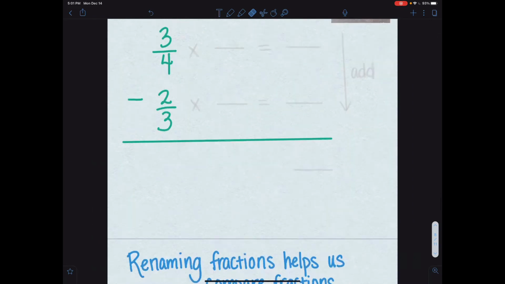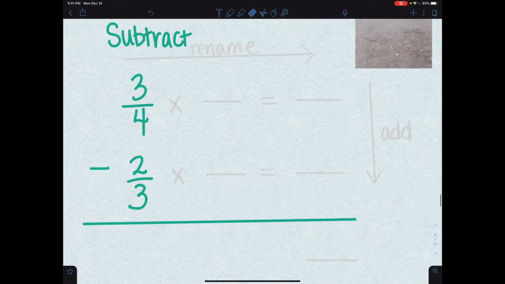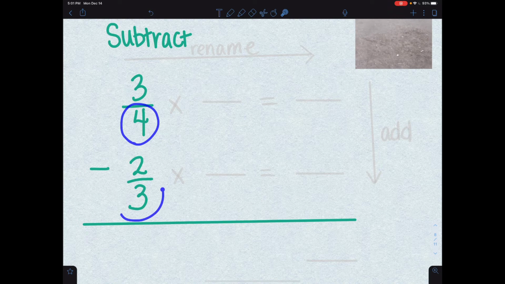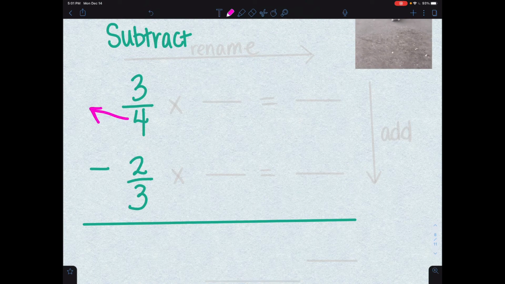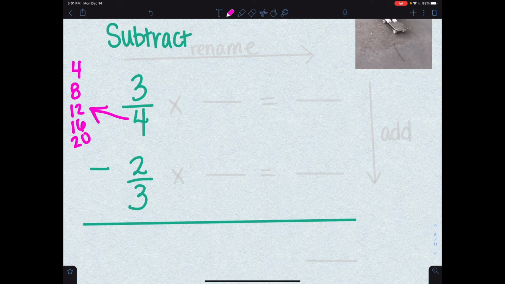All right, let's subtract 3/4 minus 2/3. So what are we going to think to ourselves? We're going to think to ourselves, what is the new denominator going to be? So here we have a denominator of 4, and here we have a denominator of 3. What are the multiples of 4? So if I write down the multiples of 4s, I'm counting by 4s. 4, 8, 12, 16, 20. Let's stop there and see if we get one that matches, okay?